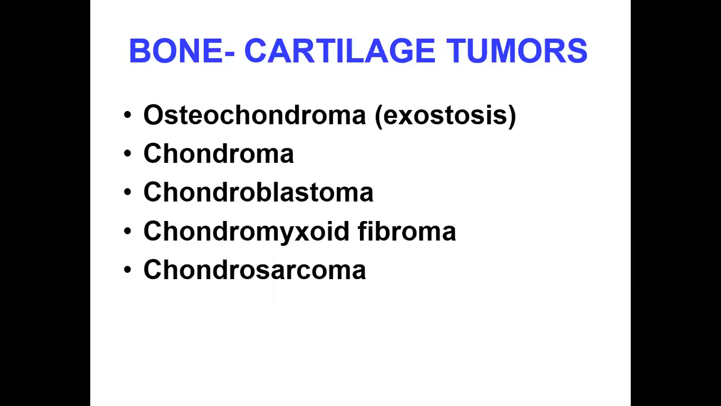Then there are cartilage forming tumors, bone and cartilage forming tumors. In this group, we again have cartilage forming tumors, benign tumors and malignant tumors. Osteochondroma, chondroma, chondroblastoma, and chondromyxoid fibroma are benign, and chondrosarcoma is malignant. So let us discuss these tumors one by one.